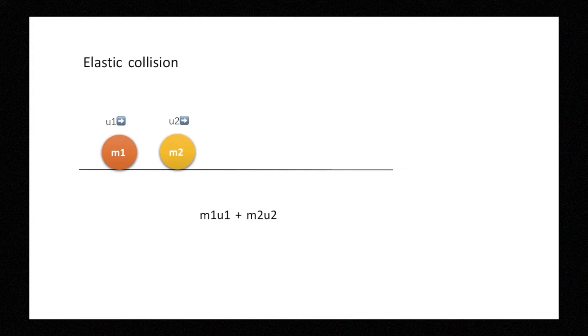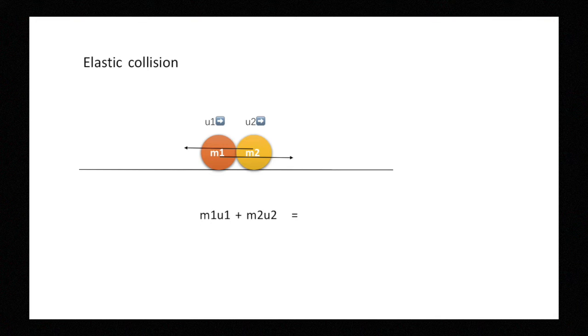As shown in this diagram, there are two balls running on the same track, and there's no friction on it. The first ball has mass m1 and the second has mass m2, and they have different velocities, u1 and u2. Then they collide with each other and exchange force, and change to different velocities, v1 and v2. From this collision, we can get the equation m1u1 plus m2u2 equals m1v1 plus m2v2. This is because of the conservation of momentum.